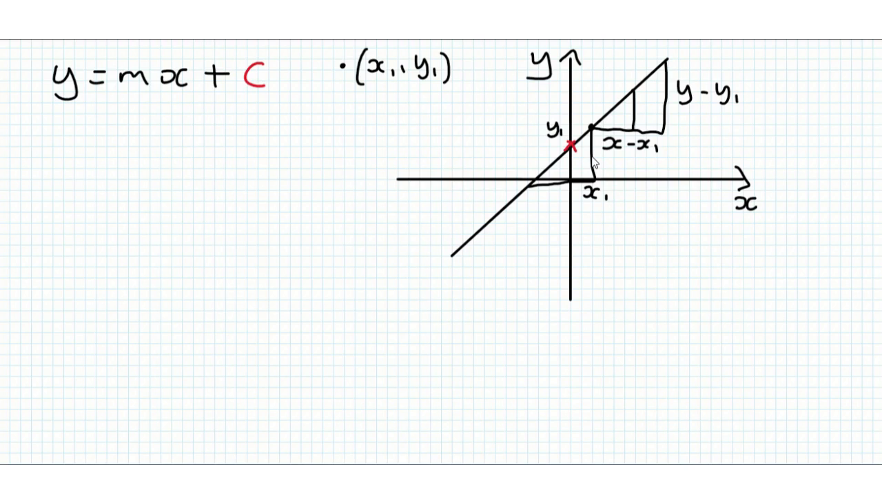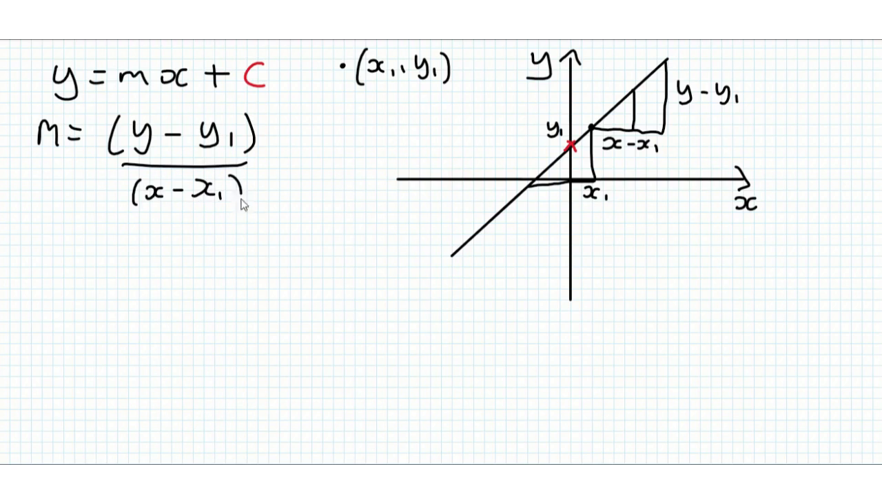So we can then calculate the gradient as y minus y1 over x minus x1. As I say, where y1 and x1 are given points and x and y are variables.